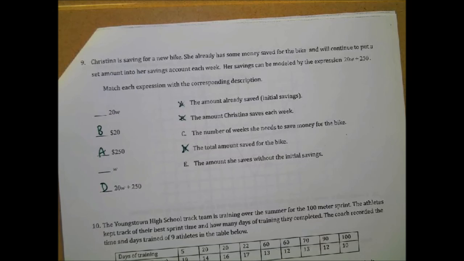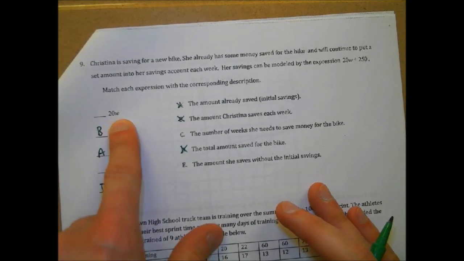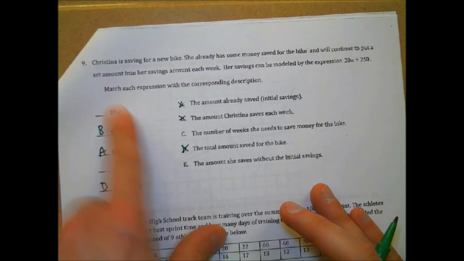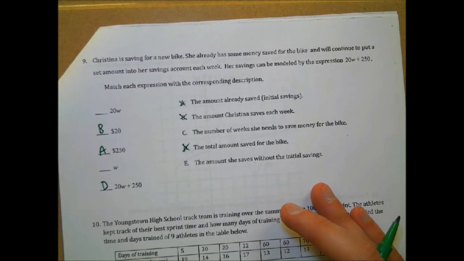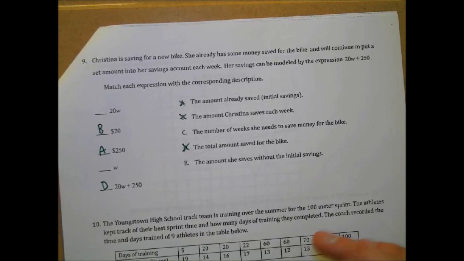Is 20W strictly a number of weeks? It's going to be $20 times number of weeks, so the answer is going to be dollars actually. When you do 20 times W, it's going to tell you how much money she saved. So 20W should actually be what? E, the amount she saves without the initial savings.